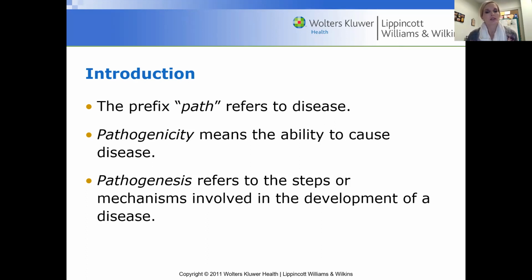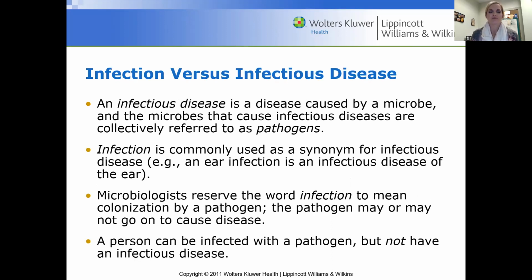So here we're going to see that term path again, or that prefix, in the term pathogenicity, which means the ability to cause disease. So these are microbes that are causing diseases. Pathogenesis refers to the steps or those mechanisms involved in the development of that disease.